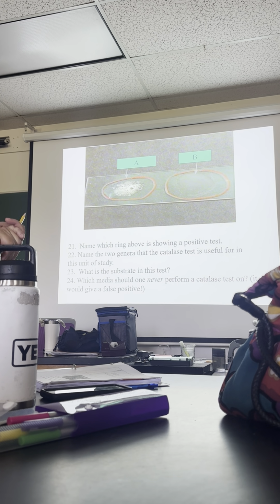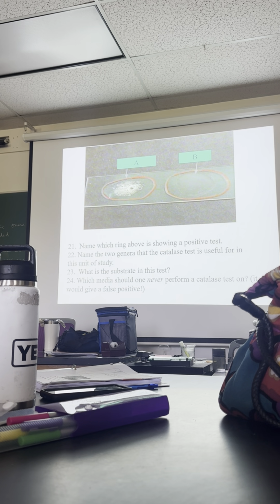All right, this is a catalase test. What's the substrate in the catalase test? Hydrogen peroxide. What's the reagent in the catalase test? Hydrogen peroxide, very good. So, A or B, which one represents Staphylococcus or Micrococcus? A, right, so if it bubbles, that means that it has the enzyme that can break down hydrogen peroxide, and that's going to be a staph or a micrococcus.